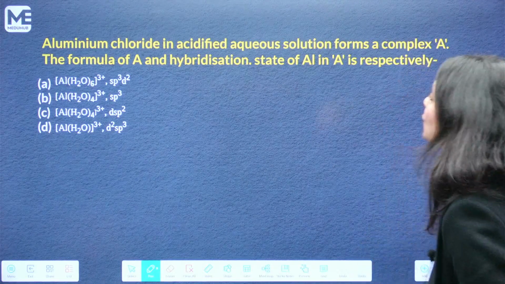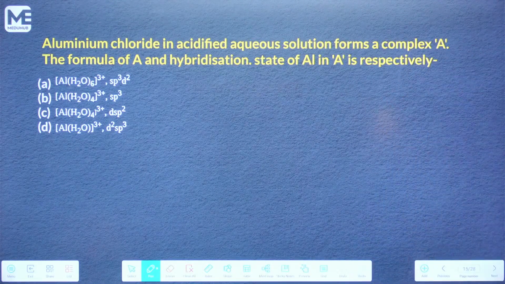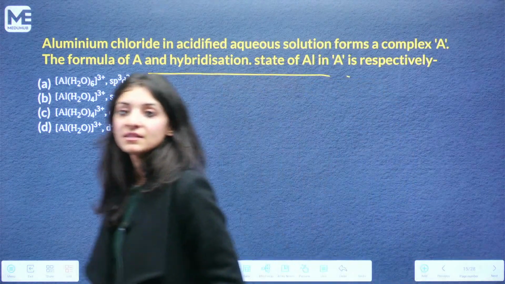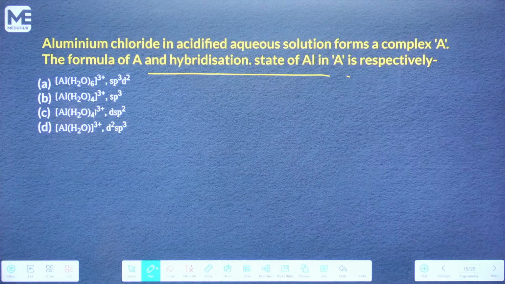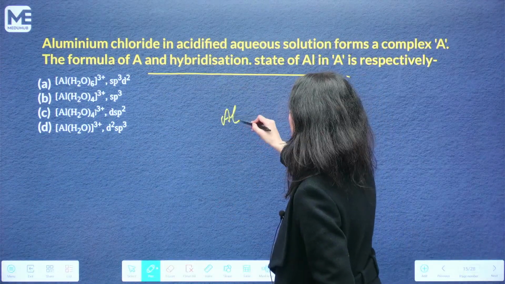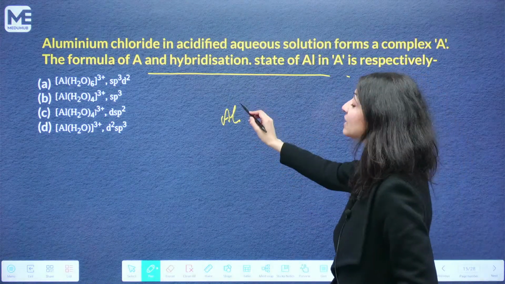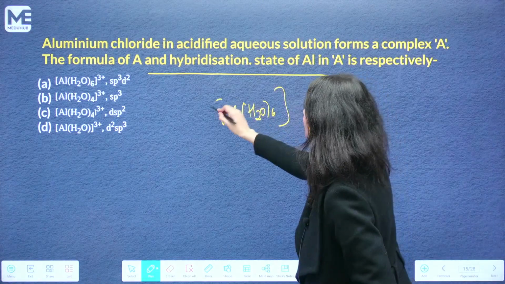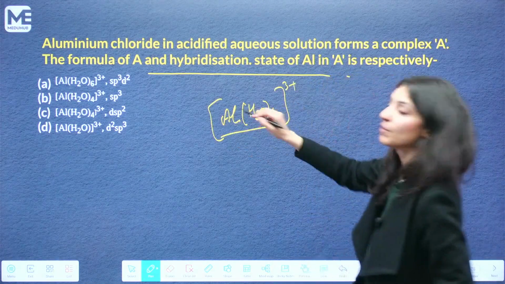Aluminium chloride in acidified aqueous solution forms a complex A. The formula of A and the hybridization of aluminium. This is again a very easy question. Can I get the answer for this? What happens when AlCl3 hydrolyzes in water? Aluminium can expand its covalency, so it will form Al3 plus ions. Al3 plus ions will be hydrolyzed to form the complex [Al(H2O)6]3 plus.